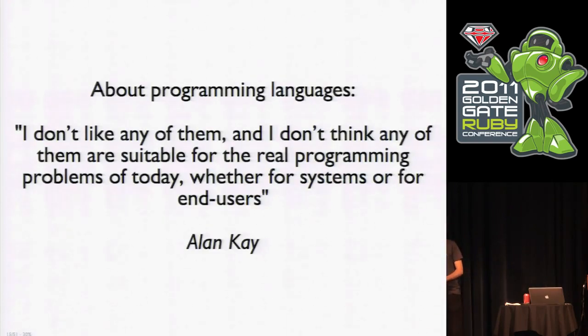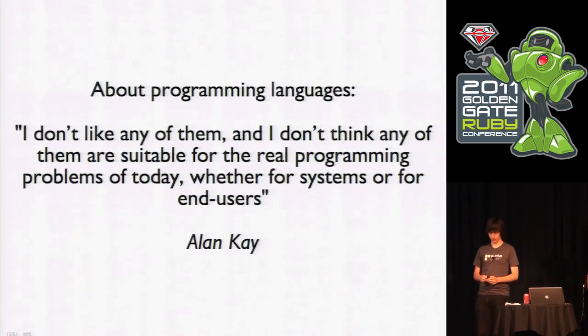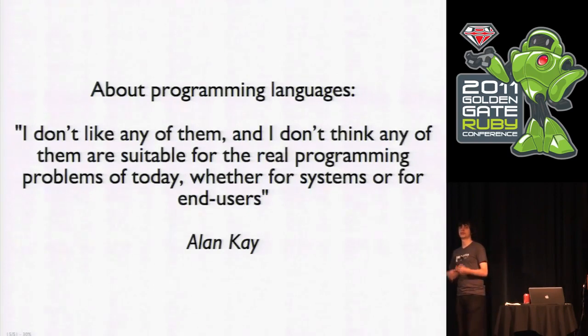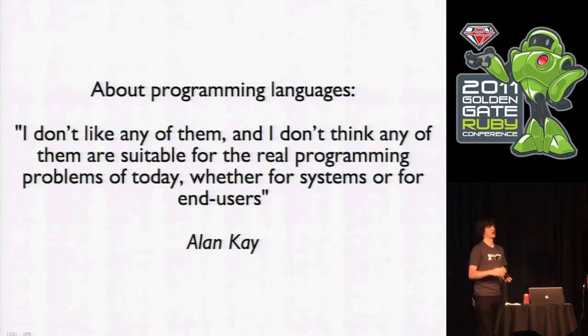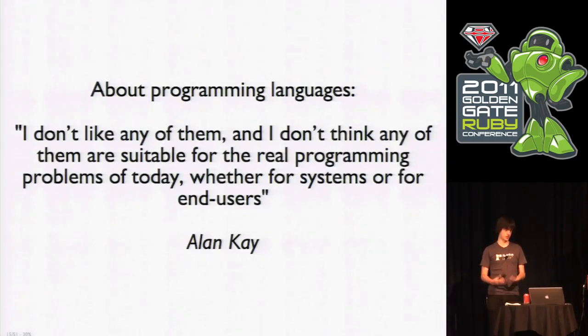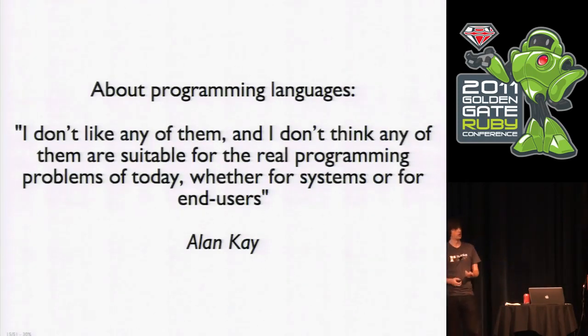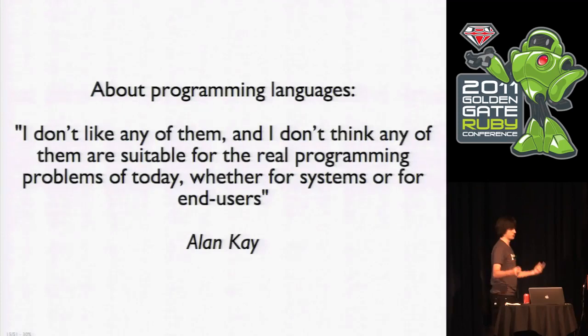Here's another Alan Kay quote. "I don't like any of them, and I don't think any of them are suitable for the real programming problems of today, whether for systems or for end users." I recently heard a talk by Alan Kay where he was talking about problem-oriented programming languages. The basic idea is systems grow and grow, and you easily have systems with a million or 10 million lines of code, and there's just no way you're going to understand all the code in there. So there's really no advantage of it being in one single language. What if we could keep it smaller, and the developer would have to learn nine languages, but would actually have the chance to understand the system as a whole?